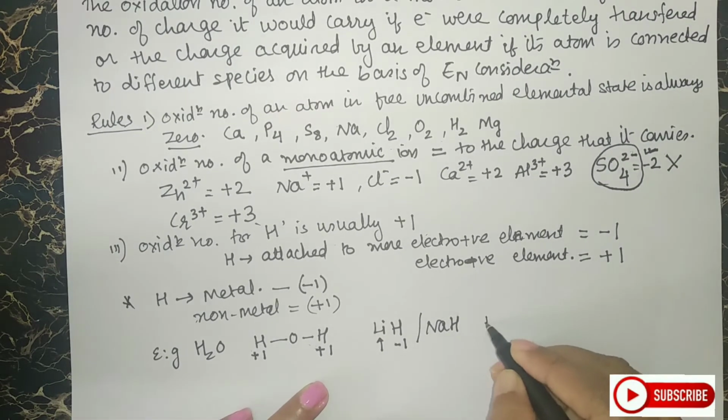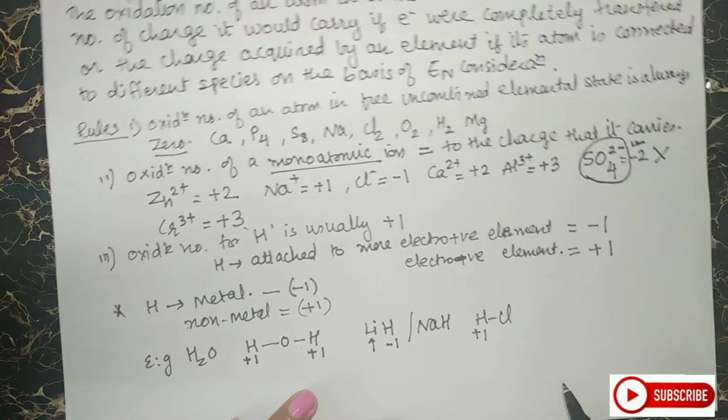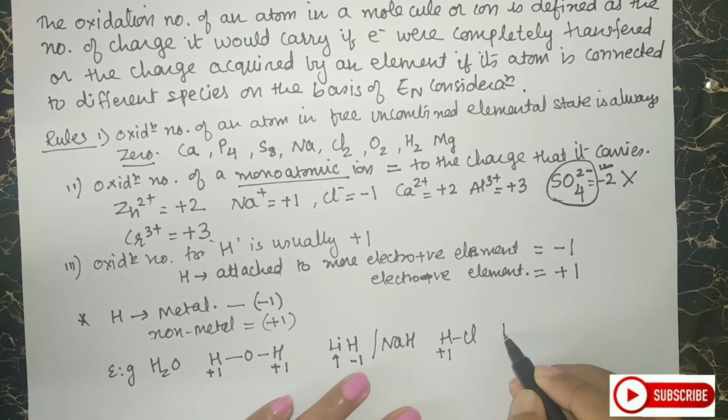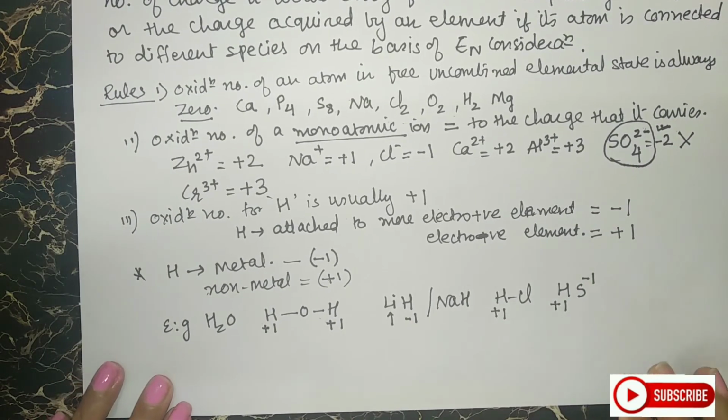Let us take HCl. If you see HCl, here chlorine is a non-metal, and here hydrogen will become +1. If I consider HS, that is the hydrogen sulfide radical, then if you see, this is non-metal sulfur, so hydrogen will become +1. So this is how you assign the oxidation numbers for hydrogen.